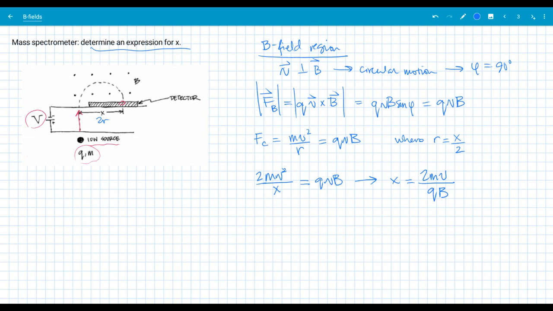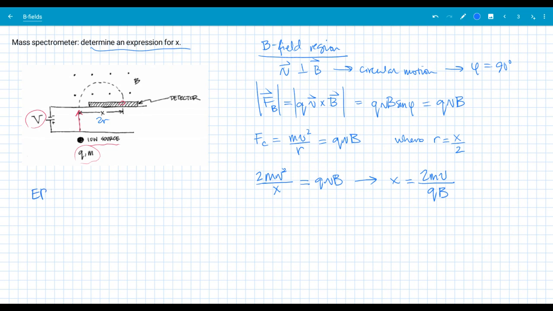Cool, but we're not done, right? So m is given, q is given, B is given, v is not given. So that's kind of cool. Potential difference, though, is given. So now we need to say, well, okay, x is going to be dependent on how fast that particle is going when it hits the B field. And what's that going to depend on? Well, it's going to depend on that electric field that the particle was accelerated through, right? And that electric field exists because we have an electric potential difference. So now that's what we need to focus on. So let's look at energy, since this was given to us in the form of electric potential difference.